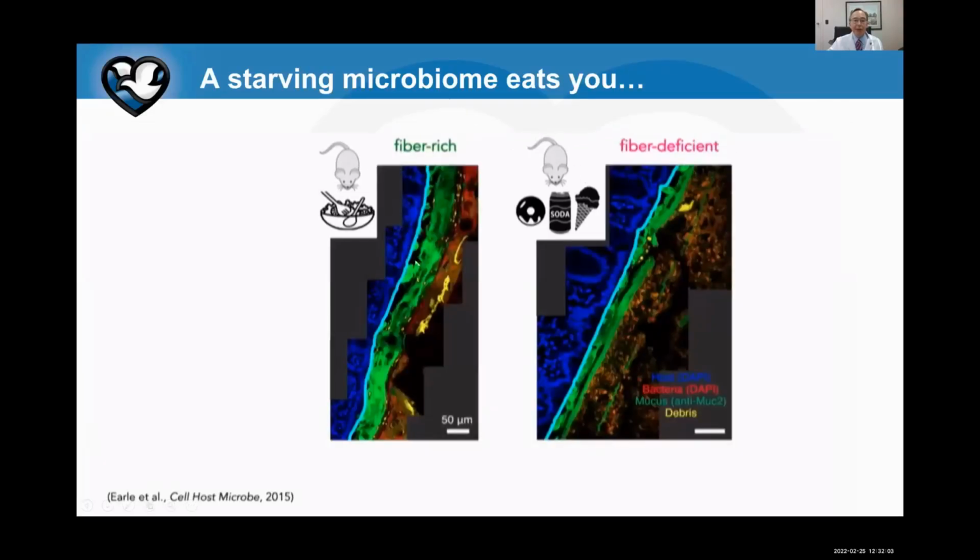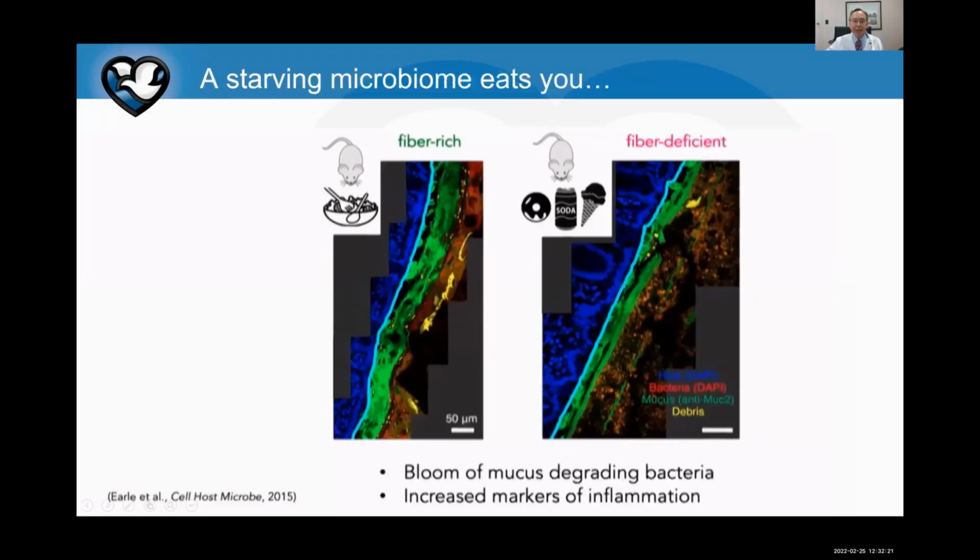And here's what they showed in the lab. Fiber-rich, you can see the fiber here, maintaining that fence, that barrier, the mucous membrane. But eating donuts, soda, ice cream, no fiber, the microbes are getting hungry, and then they start eating away at this mucus lining, the fence. And they have documented a bloom of mucus-degrading bacteria, emergence of opportunistic pathogens, and increased markers of inflammation.